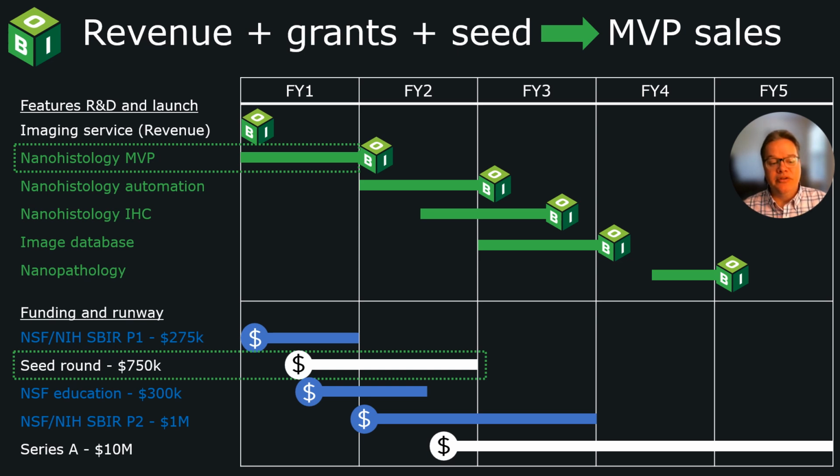The seed round gives us an 18-month runway to fund the development of the MVP and begin sales. We already have a microscope up and running, have begun marketing our services, and also have applied for non-dilutive grant funding.